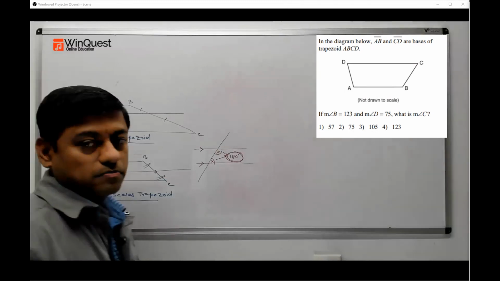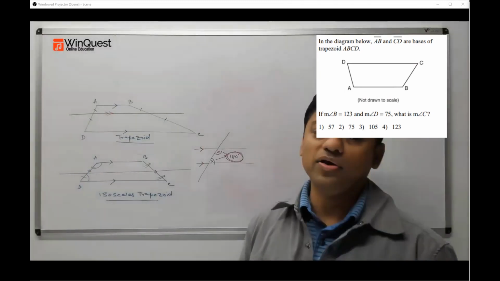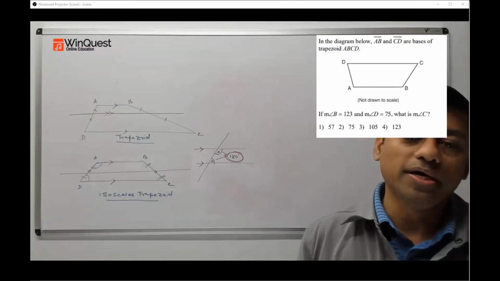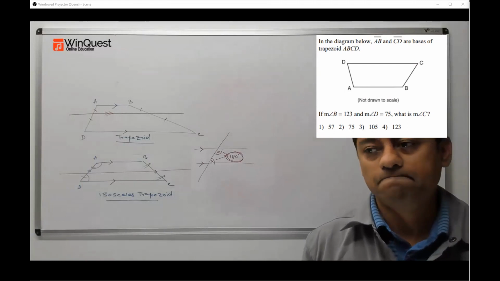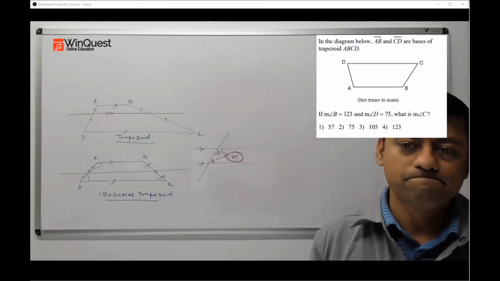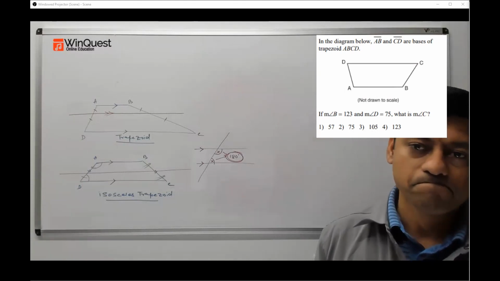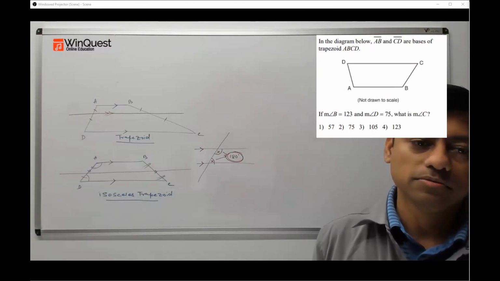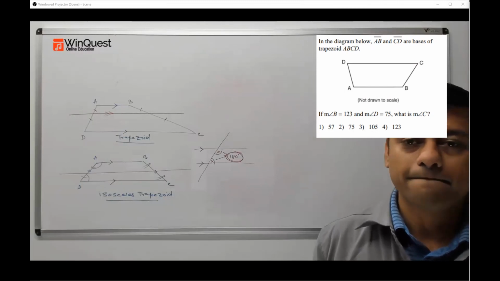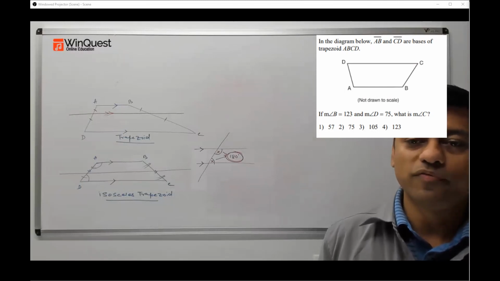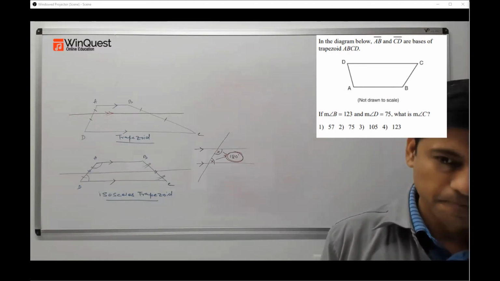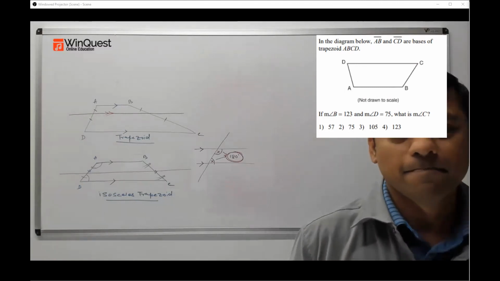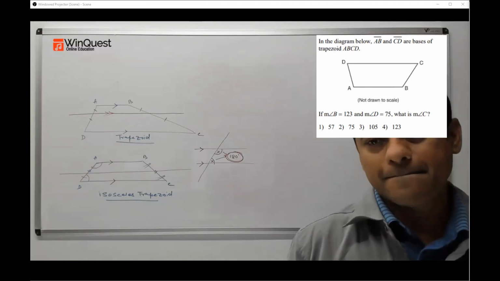Angle B is already given 123. Angle D is already given 75 degree. What is the measure of angle C? Akanksha. Measure of angle C. Sir, since it's parallel lines, we can do the corresponding angles, so we can subtract 75 from 180, and it's 105.